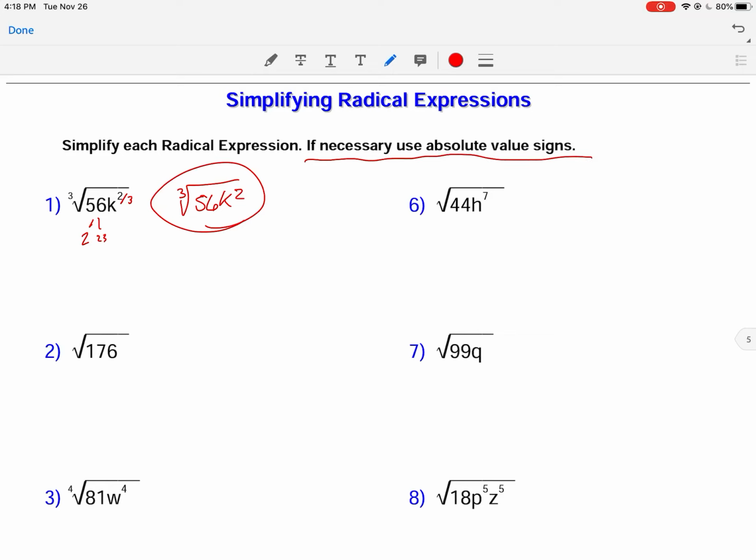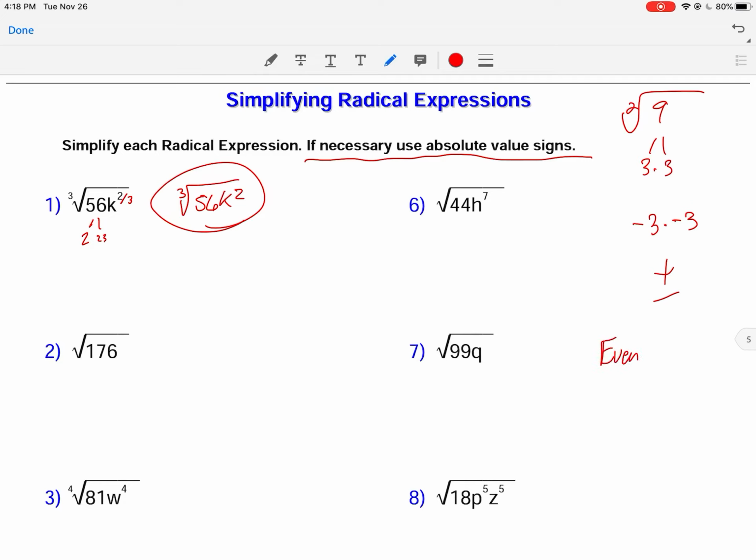Now, there's this: if necessary, use absolute value signs. That comes in whenever you square root a variable. Remember, when we square root, or any even root of any even variable, if we square root something, like 9, it could be 3 times 3. But it'd also be negative 3 times negative 3, and we don't know which one it is. So when we solve, we actually get plus or minus as an answer. But if we're just simplifying, we take the primary, the positive one.